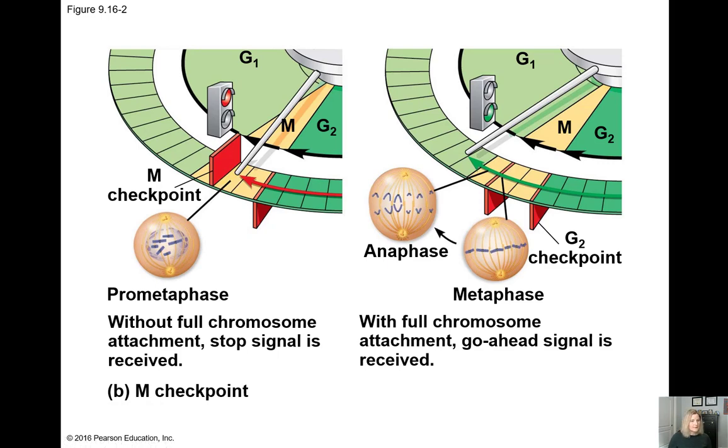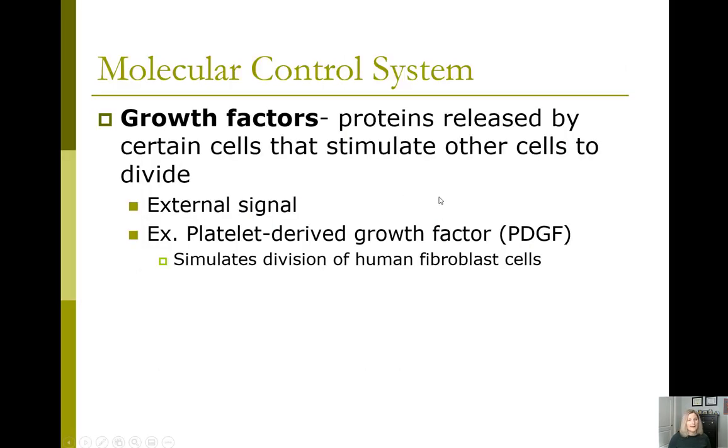So these signals are all internal signals. So this is occurring within the cell. External signals might be growth factors. So growth factors are basically proteins that are released by certain cells to stimulate other cells to grow. So here's an example. We might have human fibroblast cells stimulating division to form more platelets. Okay, so imagine, like you saw the soccer player with his cut on his knee. We need more platelets to clog that blood vessel that's leaking.